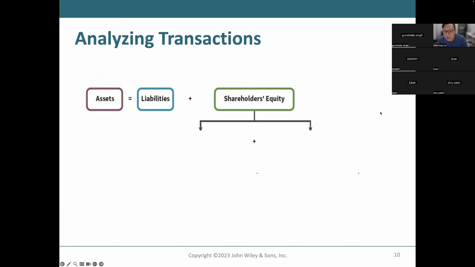Can anyone tell me what are the two major components of shareholders' equity? I have learned about this before. Common shares and retained earnings. Very good. Good job, guys. So you have common shares plus retained earnings. So that's your shareholders' equity.